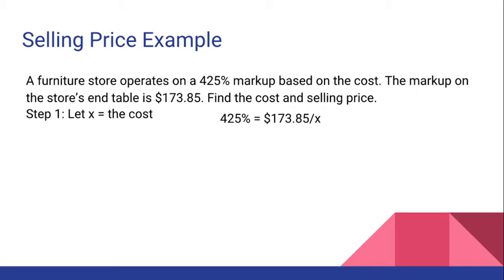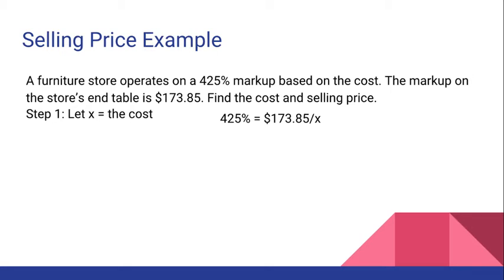I'm going to first change my 425% to a decimal. And since I have divide by x on the right, I'm going to multiply both sides by x, so that I now have 4.25x equals $173.85. Now I want x by itself, so I'm going to divide by that 4.25 on both sides. So I get x equals $40.91, because that's what 173.85 divided by 4.25 is. So that means that my cost is $40.91.